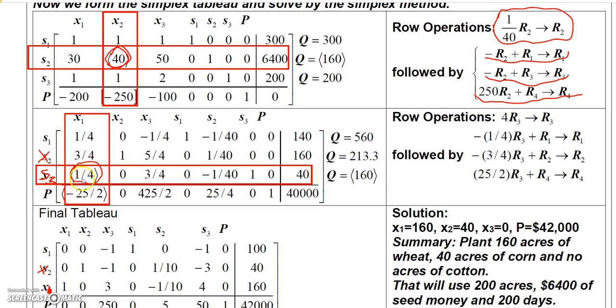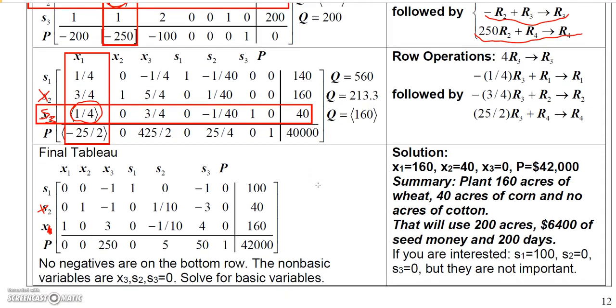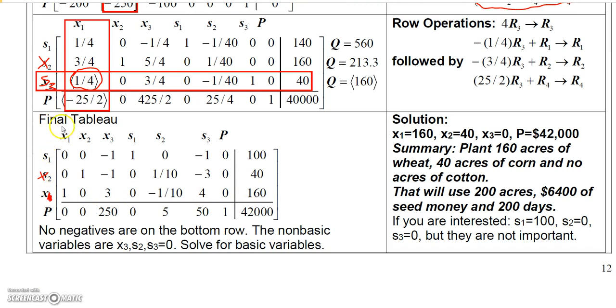All right. Now I need to make this 1/4 be a 1. So I'm going to multiply row 3 by 4 so it'll become a 1. Now after we multiply that and get the new row, then we're going to multiply this row by negative 1/4 and add it to this row. And that would be this row operation here. And then we're going to multiply this row by negative 3/4 and add it to this row. And then we're going to multiply this row by 25 halves and add it to this row. And then when you do those row operations, you'll get this tableau.